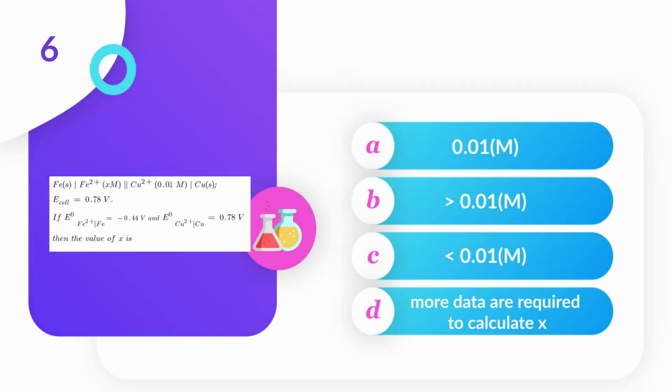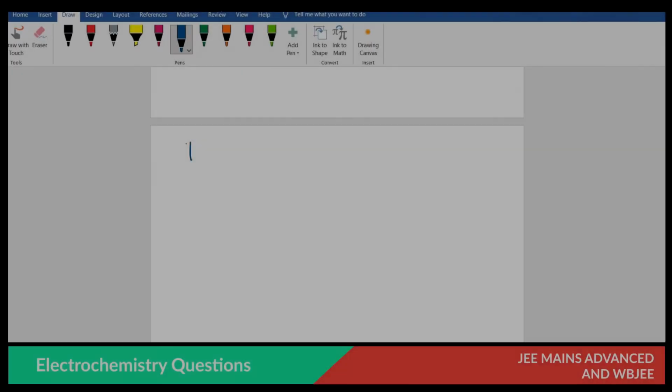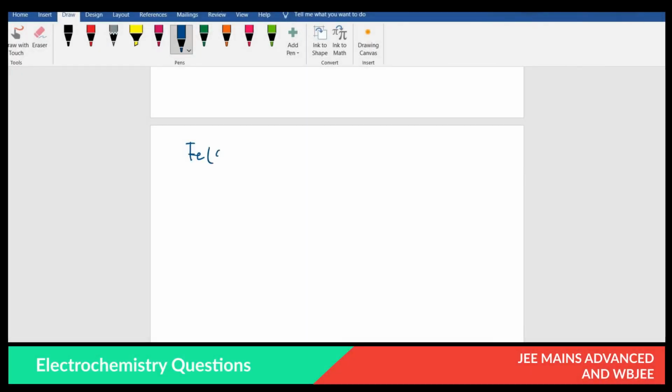Coming to the last question of today's discussion. The question says that a cell notation is given to us with the E cell value, the reduction value for Fe2 plus to Fe, and the reduction value for Cu2 plus to Cu. First, let us write down the cell notation: Fe solid, Fe2 plus given as X molar, and Cu2 plus, which is a 0.01 molar solution, to Cu solid.